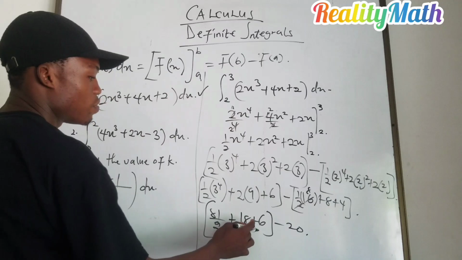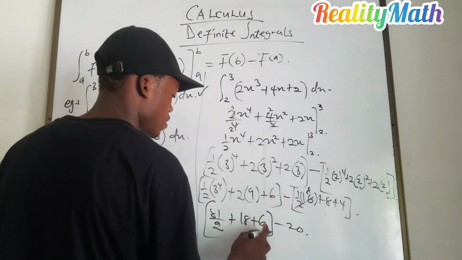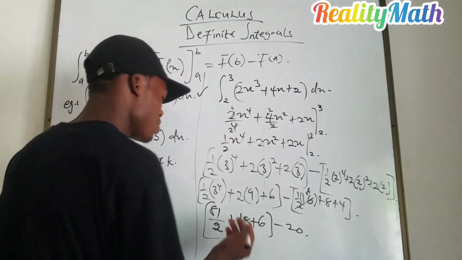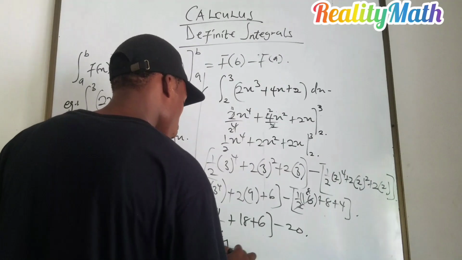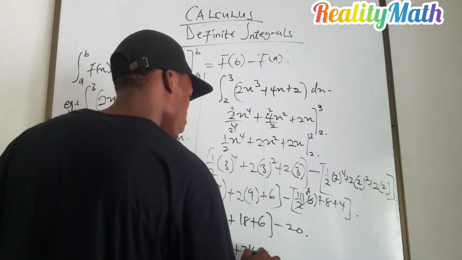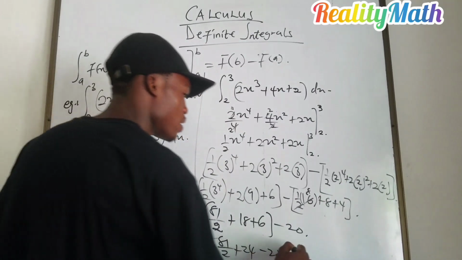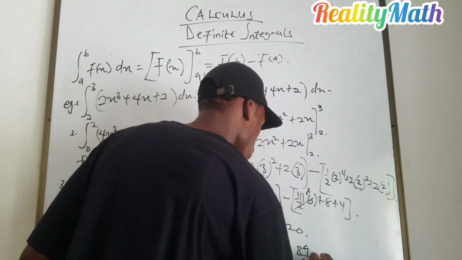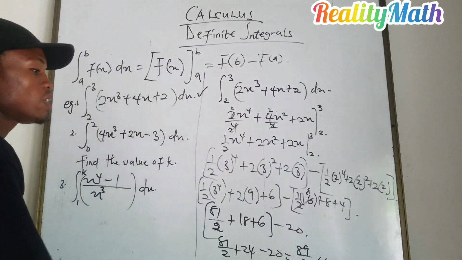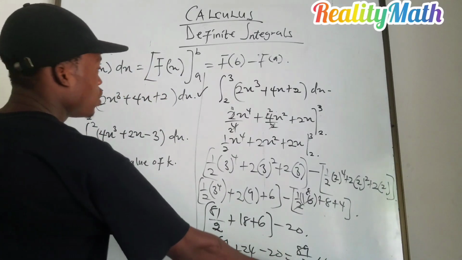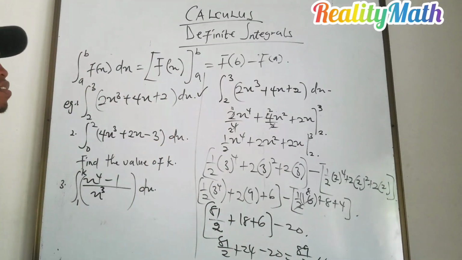So what do you have? 18 plus 6 is going to be, what do we have? We have 81 on 2 plus this is 24 minus 20. When you evaluate everything, you are going to get 89 on 2. So that's it. That's a definite value when you integrate this function.